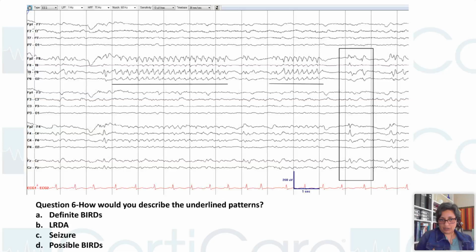All right, we have another question here. You have 2 different patterns in this image. One is underlined and one is closed in a box. So how would you describe the underlined pattern? Are these definite BERDS? Are these LRDA? Is this a seizure or is it a possible BERD? Please remember, I'm using the term seizure since I'm copying the ACNS terminology here. As a tech, we are not using the term seizure when we are describing these patterns. We are always using the term event. So Jeff is going to open the poll. Based on what you are seeing, the pattern which is underlined, how would you describe it best?